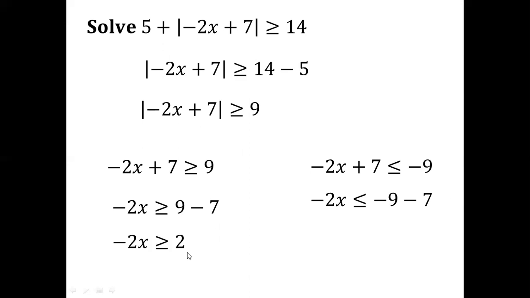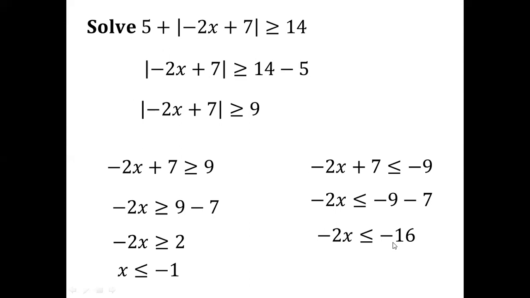So -2x is greater than 2, which means x is going to be less than or equal to -1. Again, you can see that we had to divide 2 by -2. So if the number you are dividing by is a negative number, then we need to flip the sign. So here greater or equal to became less than or equal to -1, because 2 divided by -2 becomes -1.